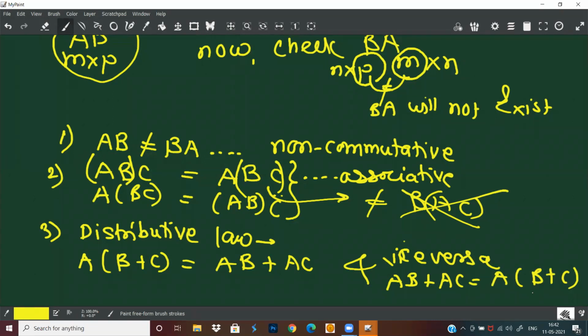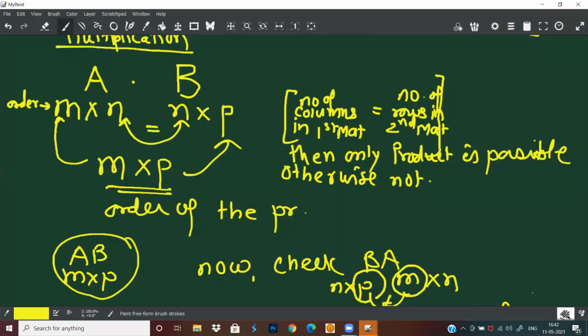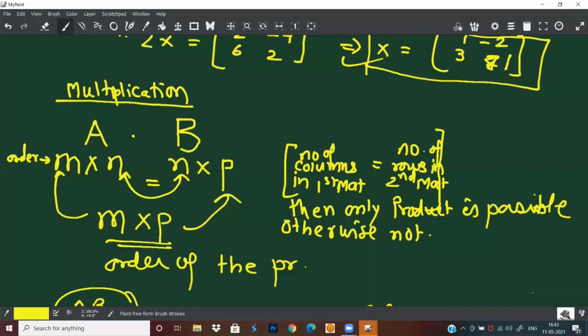Oh, you want to write the heading? Sure. Multiplication A into B. That is done, then I will scroll down a bit. Tell me when to scroll further. Huh?